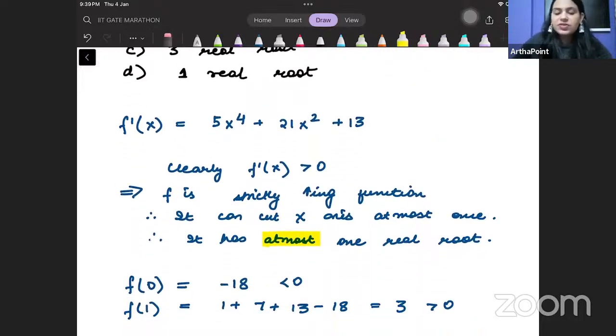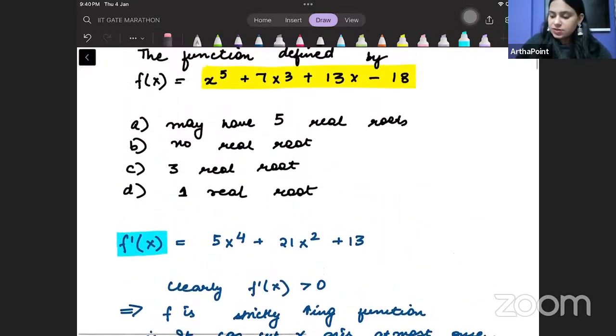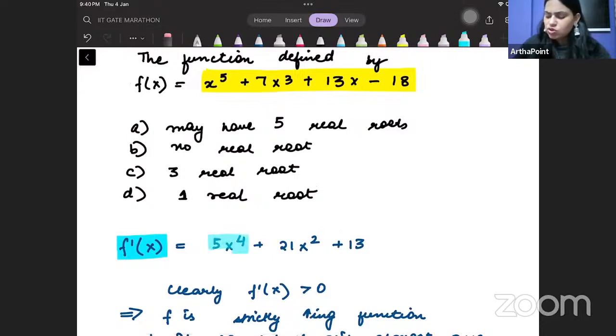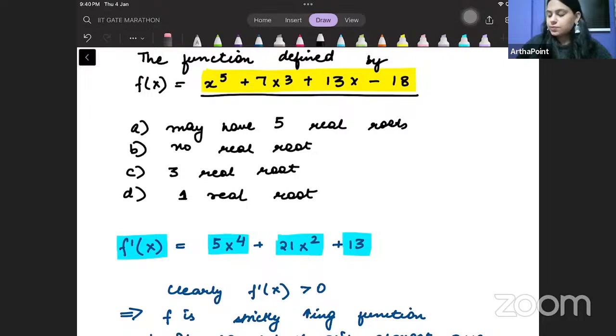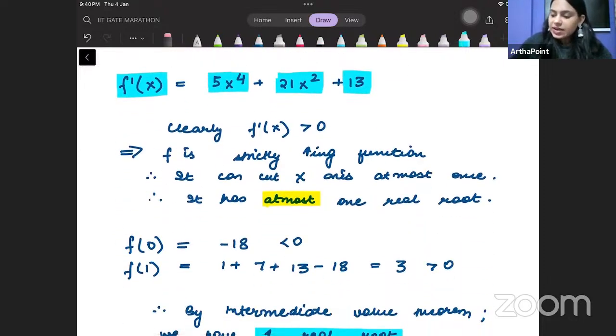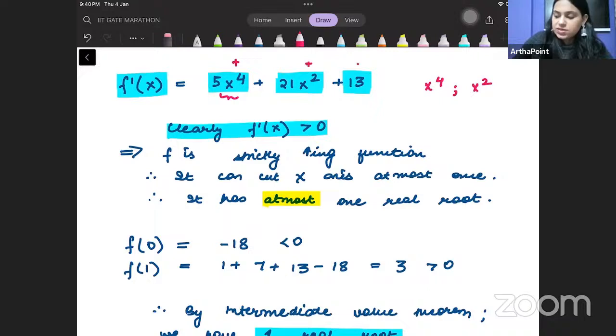See, you are given this function. So the first thing that you can do is differentiate this function. When I differentiate this function, I will get 5x to the power 4 plus 21x square plus 13. Clearly, we can see that f dash x is greater than 0. Why? Because this is an even power. X to the power 4 can never be negative. X to the power 2 can never be negative. So this will be positive. This will be positive. This is positive.